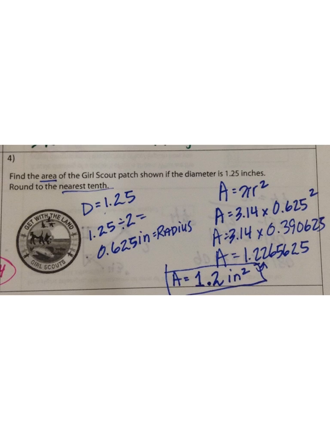So area of a circle is pi times the radius squared. We're given a diameter though, so you got to remember we need radius, divide the diameter by 2, and I got that right there. So that's the number I'm squaring, and then when I multiply it by pi, I get this long answer down here, rounded to the nearest tenth, 1.2 square inches.